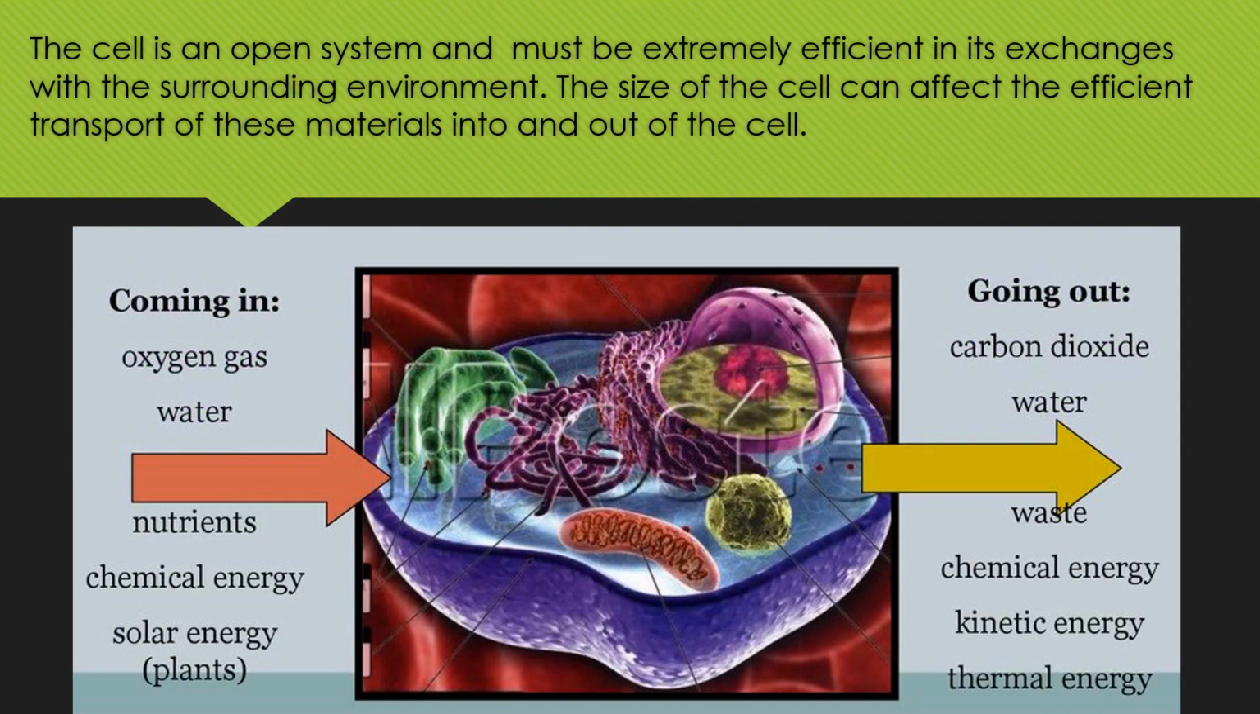So remember, we talked about this, that the cell is an open system. Now, what an open system means is that the cell exchanges both energy and matter with the world around it. And that goes for both in and out, right? So energy comes in. If you're a plant cell, that's solar energy. If you're an animal cell, that would be chemical energy. Energy goes out, usually heat. And then things like oxygen gas, water, nutrients, okay, that sort of thing needs to come in, and then carbon dioxide and waste products need to leave. Now, the size of the cell can affect how efficient these materials can go in and out.